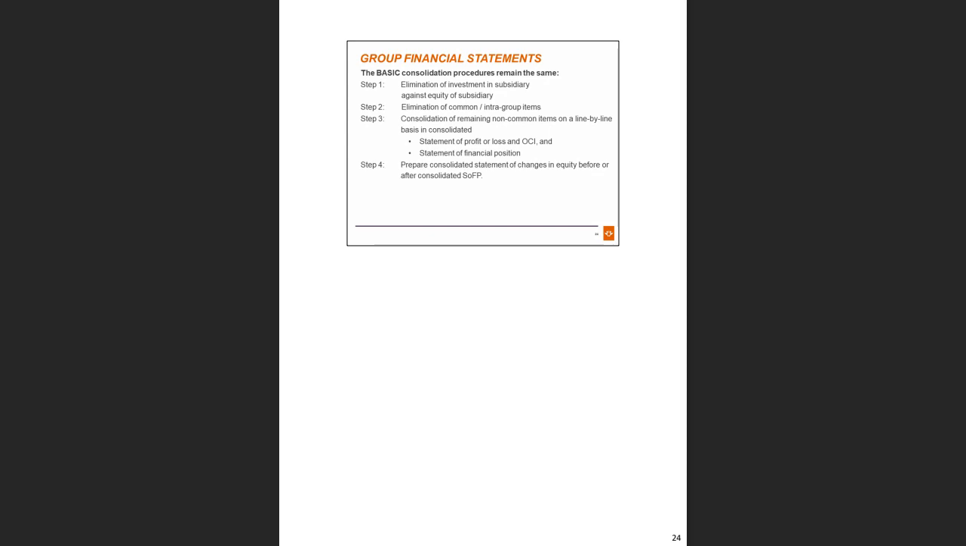The next step we looked at was to prepare the consolidated statement of changes in equity. And we did that by looking at the retained earnings column. It wasn't a complete statement because we didn't have share capital, but our focus was on the retained earnings column and also what portion goes to NCI. So let's have a look at the next slide.